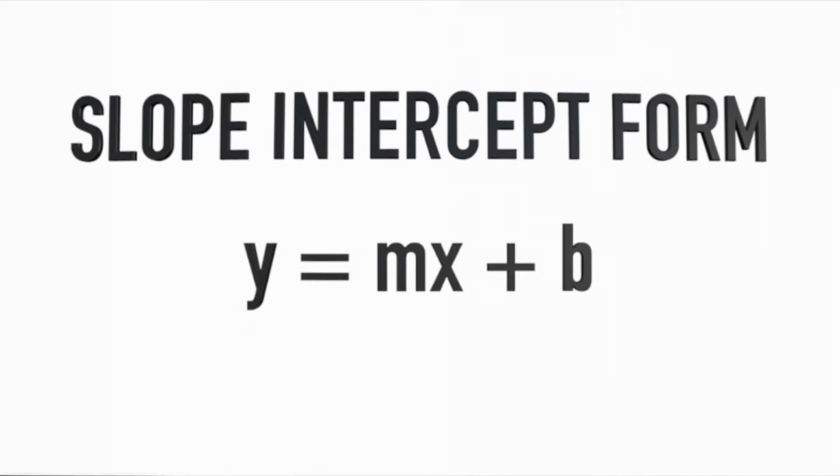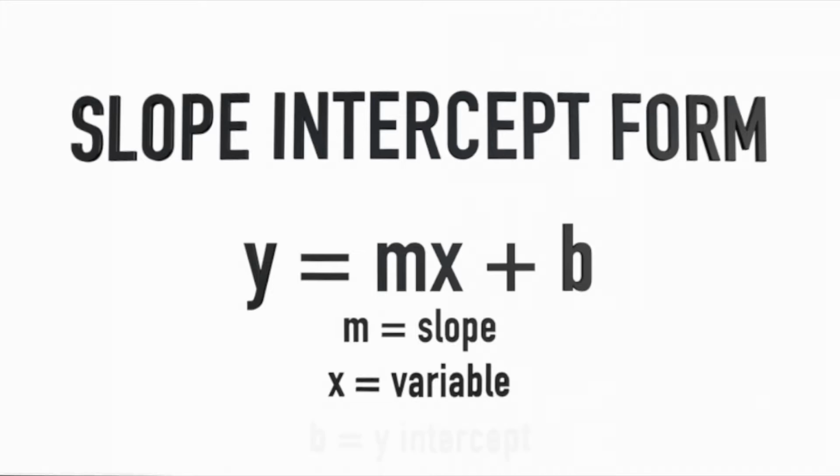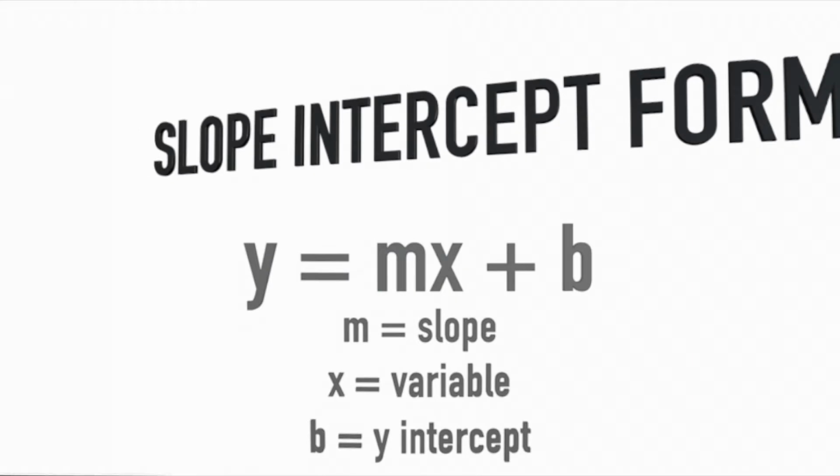So now that we know what slope is, we can learn about slope-intercept form. Slope-intercept form looks like y equals mx plus b. That is the setup for any linear equation. In slope-intercept form, m is the slope, x is the variable, and b is the y-intercept. This makes it very easy for us to graph. The y-intercept is where the line crosses the y-axis.